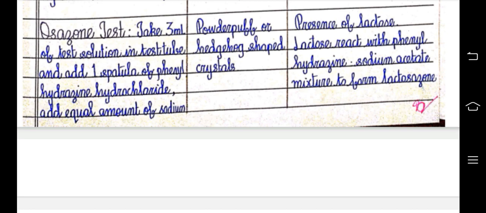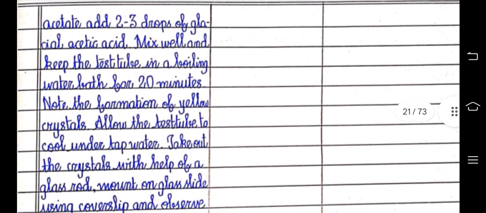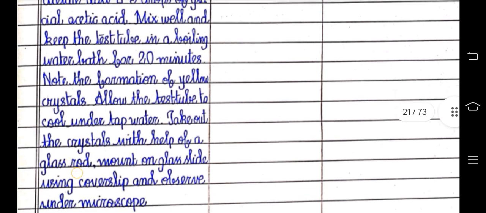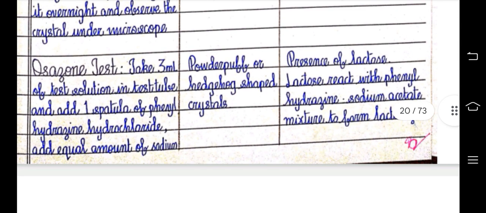And the osazone test. Take 3 ml of test solution in a test tube and add 1 spatula of phenylhydrazine hydrochloride. Add an equal amount of sodium acetate and 2 to 3 drops of glacial acetic acid. Mix well and keep the test tube in a boiling water bath for 20 minutes. Note the formation of yellow crystals. Allow the test tube to cool under tap water. Take out the crystals with the help of a glass rod. Mount on a glass slide using a cover slip and observe under the microscope. Powder puff or hedgehog shaped crystals indicate presence of lactose.